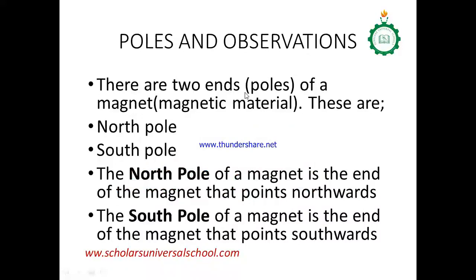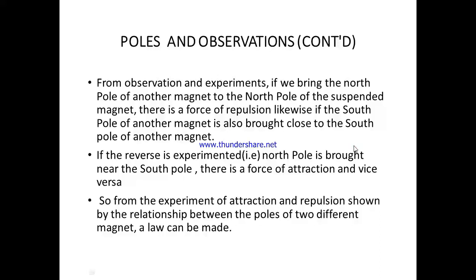Poles and observations. There are two poles of a magnet: the north pole and the south pole. The north pole is the end of the magnet that points in the northward direction, while the south pole is the end of the magnet that points in the southward direction. So that's how we differentiate the north pole from the south pole.